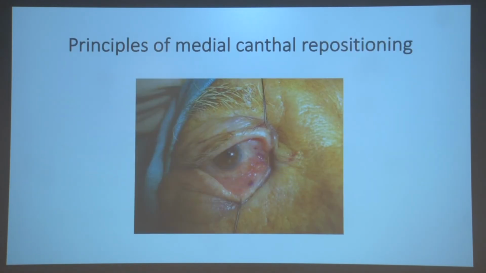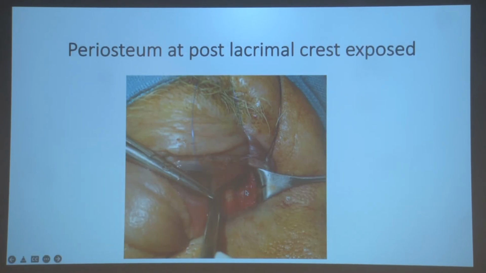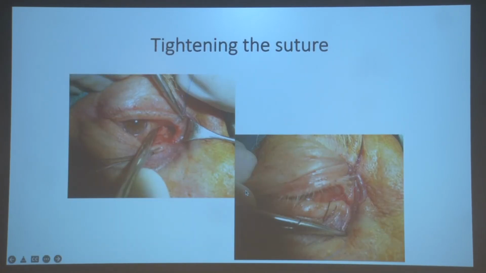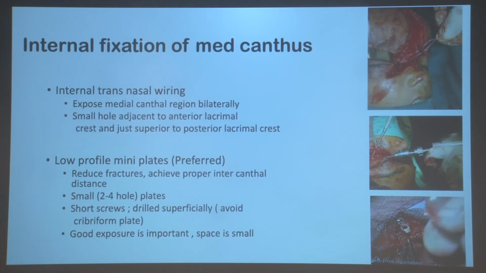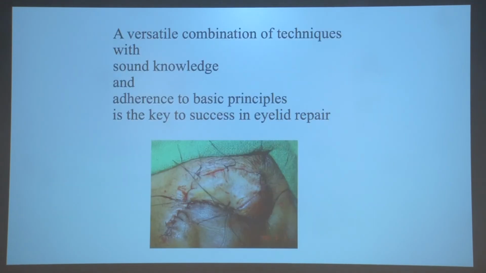Medial canthus, important to anchor behind the periosteum here. This is the important part of it. So this is how it is done. Sometimes you need these low profile mini plates for that purpose, so that you can get a good reconstruction.